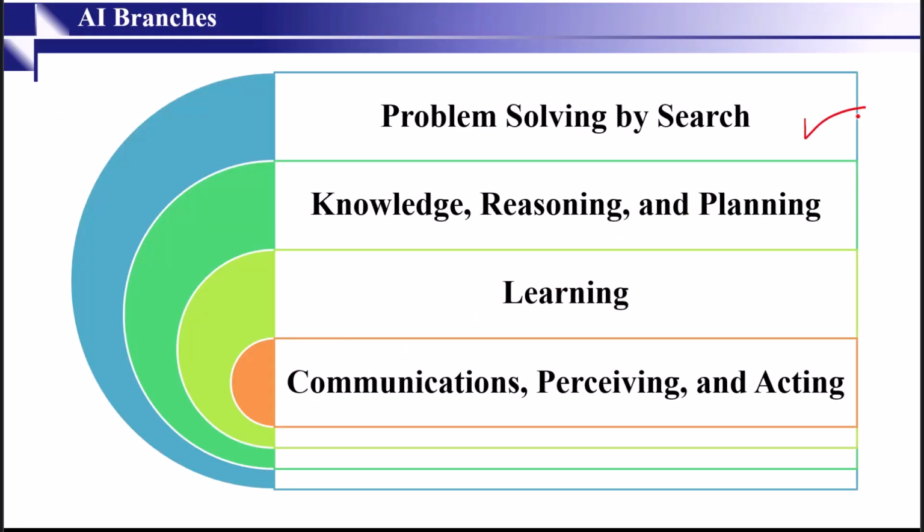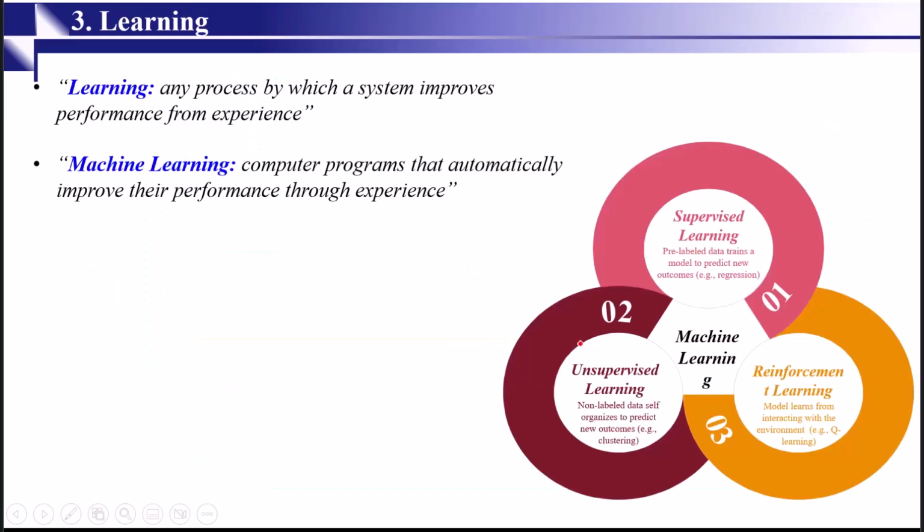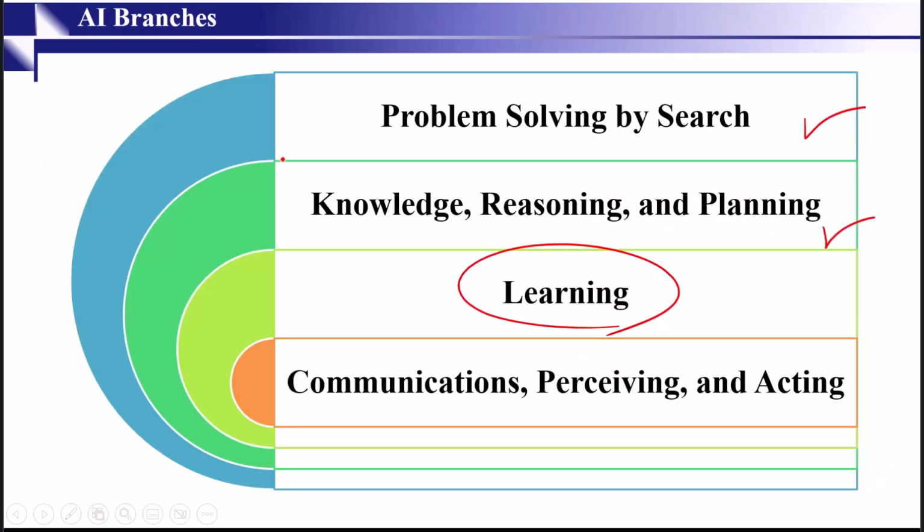So we studied problem solving by search. We came to knowledge, reasoning, and planning. And this one is learning: learning from examples, learning from experience, knowledge in learning, and learning probabilistic models. So in here, we're dealing with the world of machine learning. These days, everyone thinks that AI is only machine learning. But AI has different branches, and machine learning is only one branch of AI.